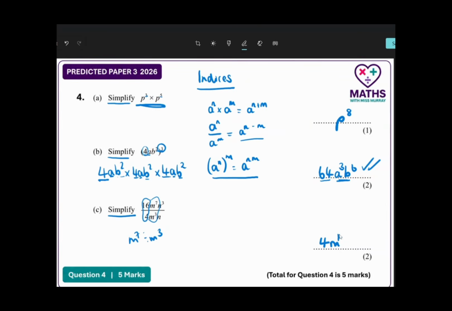of 4. That doesn't look a very good 4 there. M to the power of 4. Nope, not a very good 4 again. Let's try one more time. M to the power of 4.